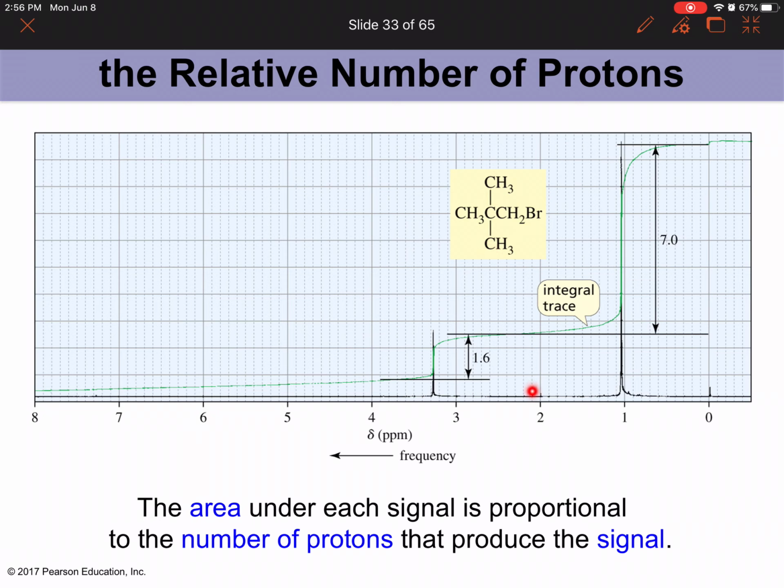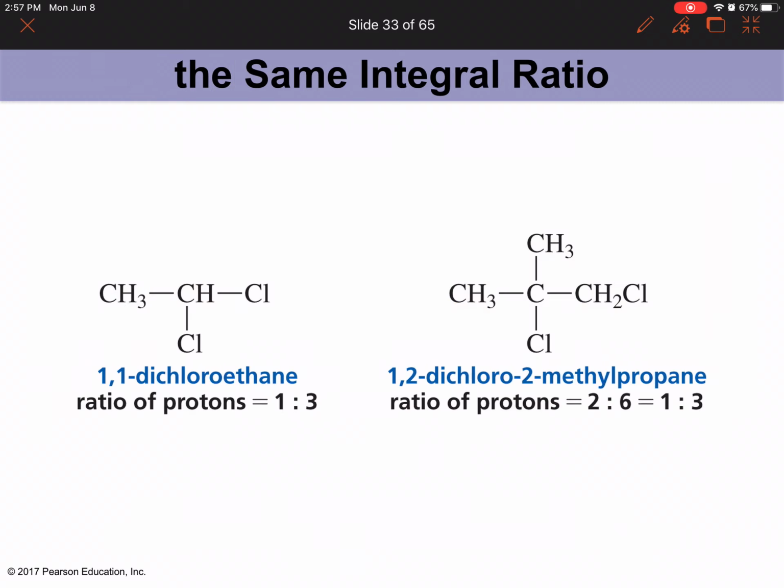Okay. So the area under the peaks is the integration. It is given as a ratio of 1.6 to 7. The area under each signal is proportional to the number of protons that produce the signal. So 1.6 to 7 is approximately a 2 to 9 ratio.